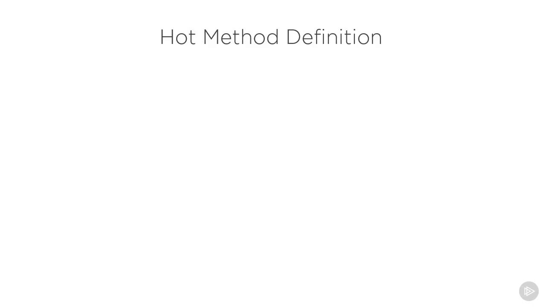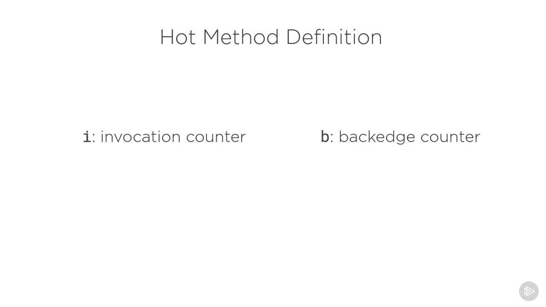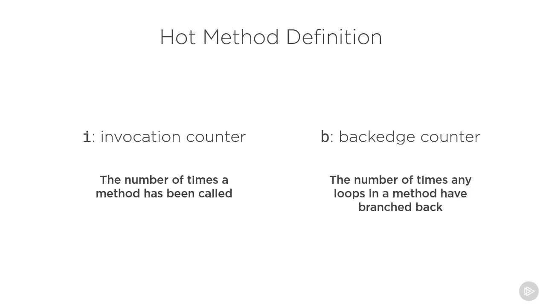The definition of what a hot method is quite complex and changes frequently between JDK updates. So again, I'm going to present to you a simplified version of it. The definition is primarily based on the value of 2 counters, the method invocation counter and the backEdge counter. The method invocation counter simply counts the number of times the method has been called, while the backEdge counter counts the number of times any loops in a method have branched back. This branch back count is effectively the number of times a loop has completed execution, either because it reached the end of the loop itself or because it executed a branching statement like continue.